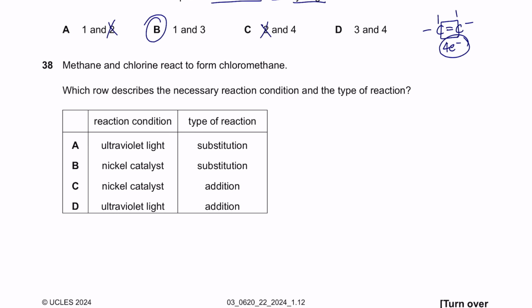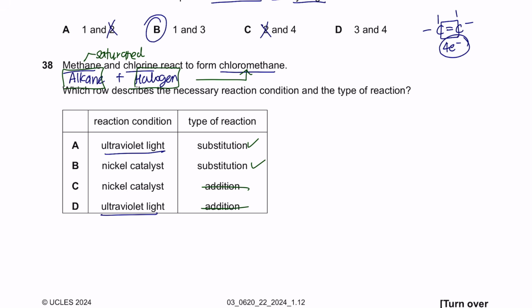Next, question 38. Methane and chlorine react to form chloromethane. Now, an alkane and halogen cannot go through addition because it is saturated. So instead, it will go through a substitution process to form chloromethane. So this type of reaction is substitution. For substitution to happen, there must be presence of ultraviolet light. This is known as a photochemical reaction. So the answer is A.